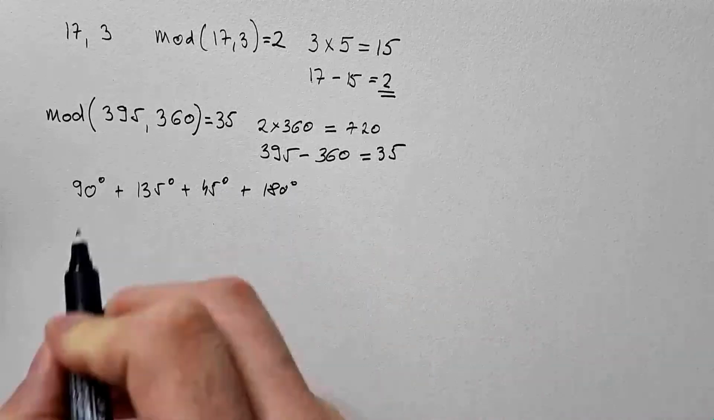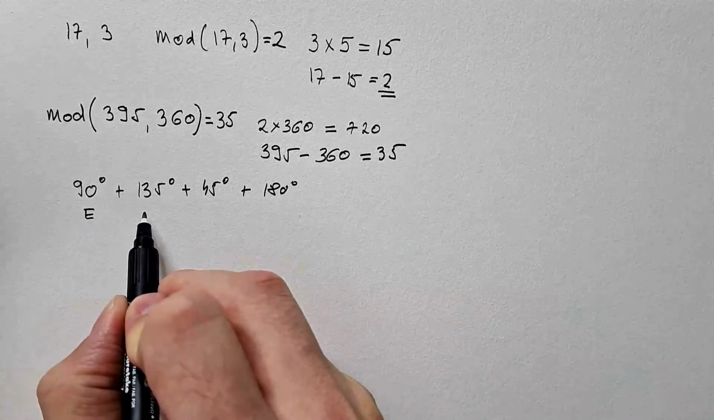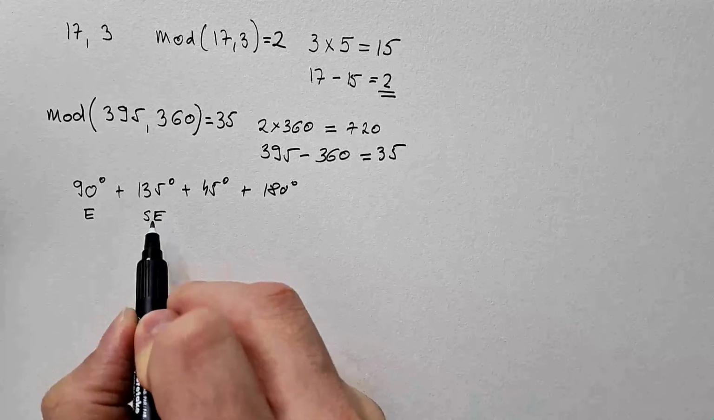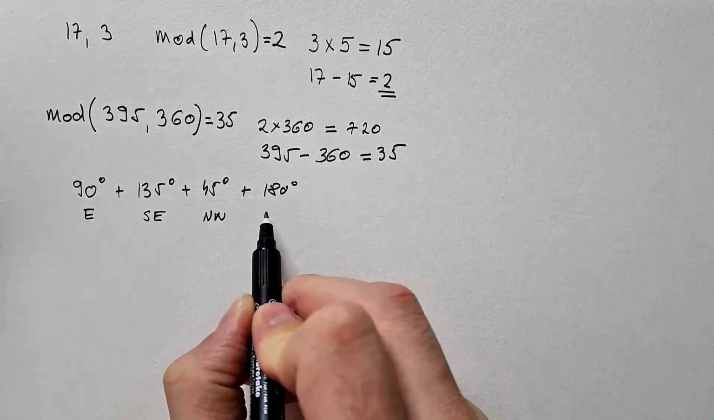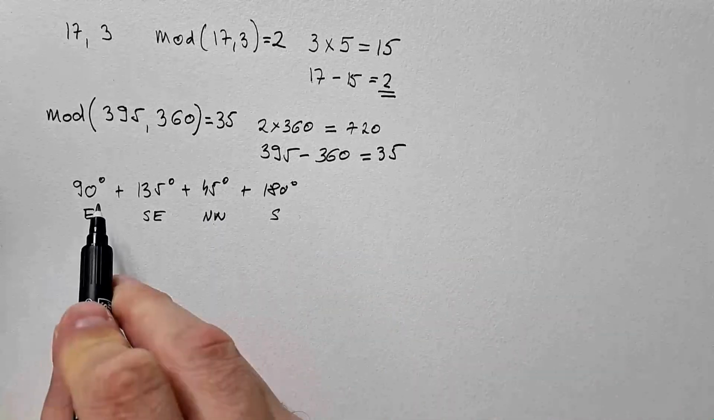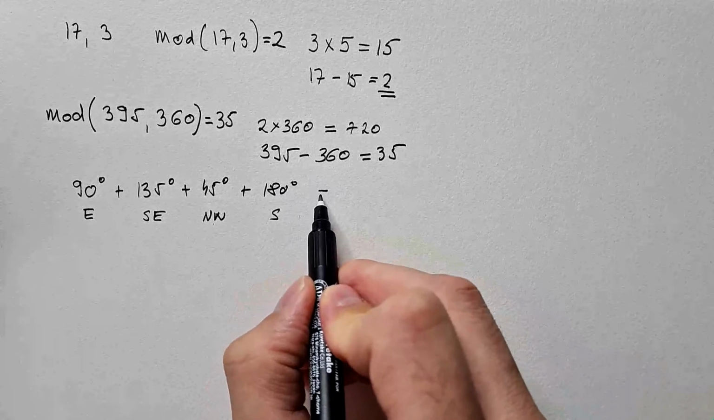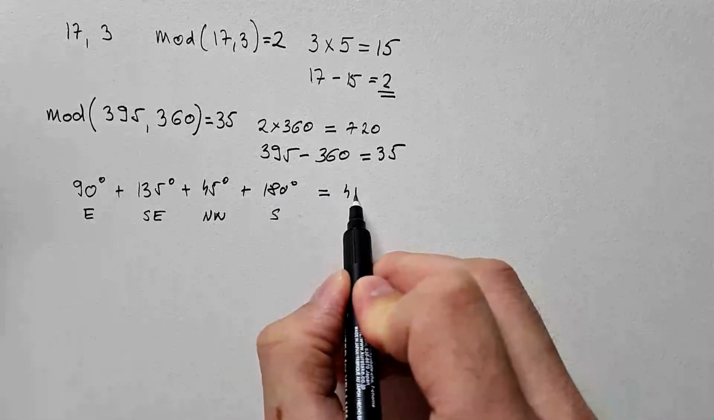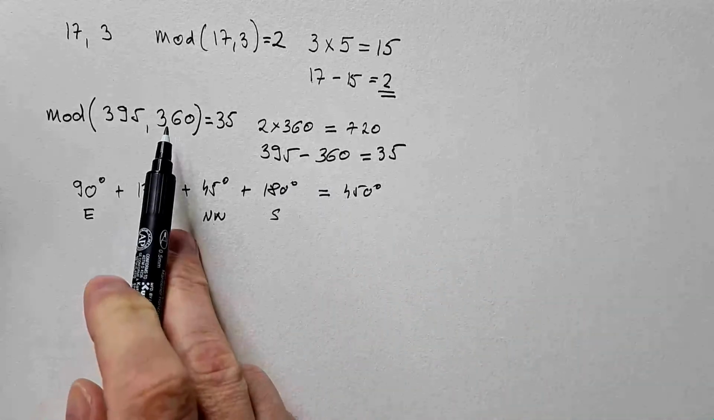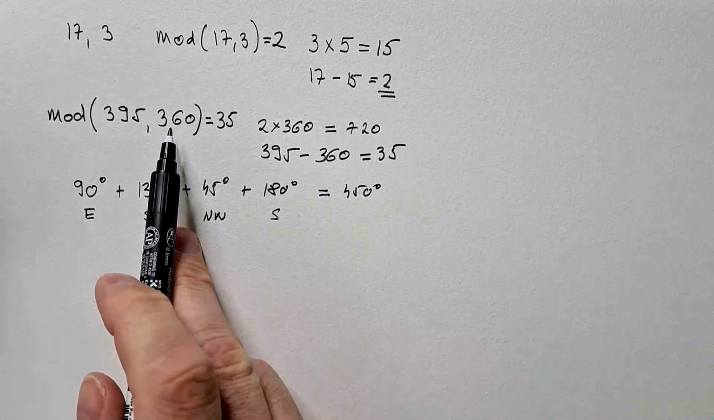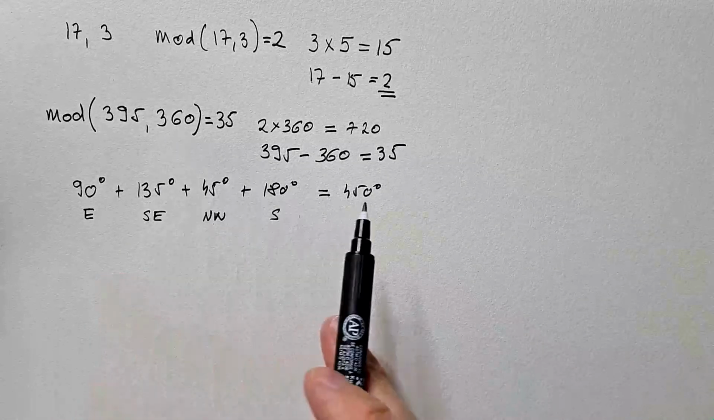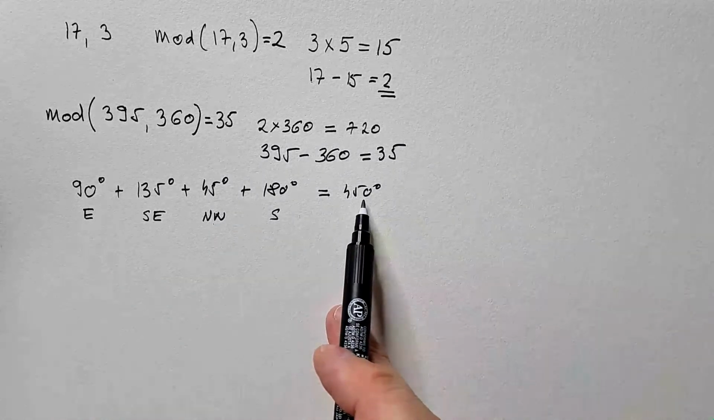By the way, this would be east wind, this would be southeast wind, this would be northwest wind, and this would be south wind. If you sum these four numbers, you will get 450 degrees. But wind direction runs up to 360 because this is north. So what would be 450 degrees wind direction?